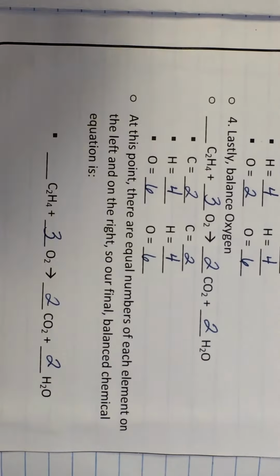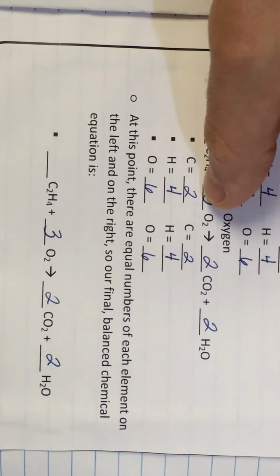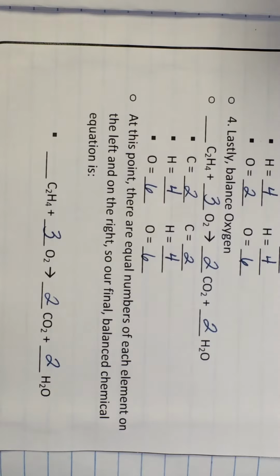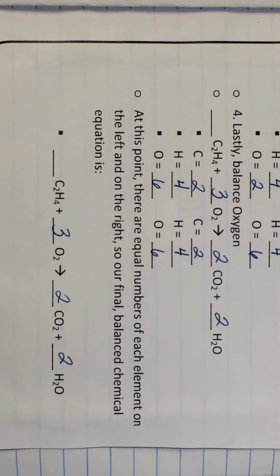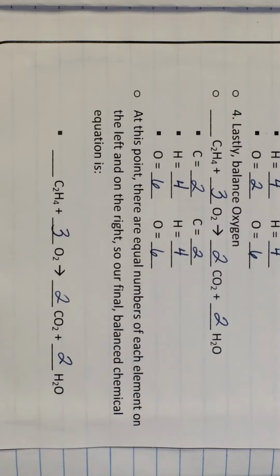At this point, there's equal numbers of each element on the left and the right. You'll notice all of these are the same, so our final balanced chemical equation is C2H4 plus 3O2 yields 2CO2 plus 2H2O. It's very important that you practice this skill. Your success in the next unit is going to depend heavily on your ability to balance equations.